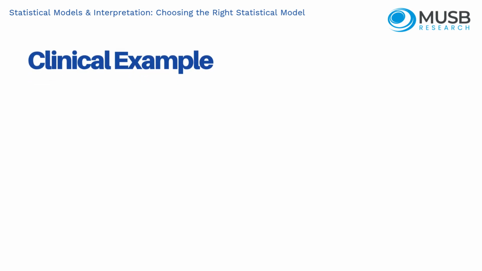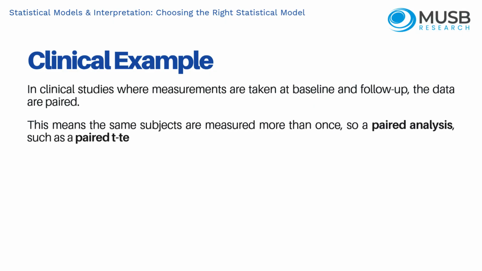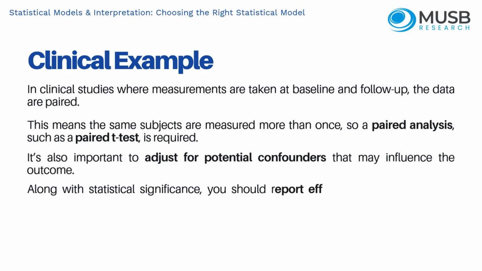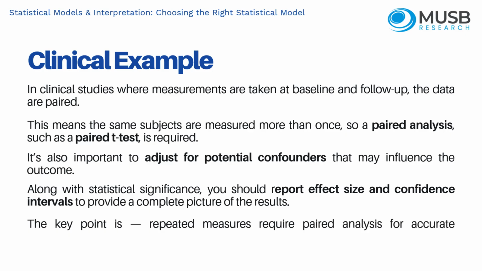Clinical example. In clinical studies where measurements are taken at baseline and follow-up, the data are paired. This means the same subjects are measured more than once, so a paired analysis, such as a paired t-test, is required. It's also important to adjust for potential confounders that may influence the outcome. Along with statistical significance, you should report effect size and confidence intervals to provide a complete picture of the results. The key point is, repeated measures require paired analysis for accurate interpretation.